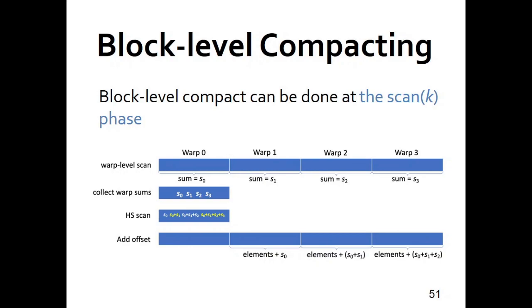A block level compacting can be adopted in the scan K phase. Here each warp is firstly scanned. Then the warp sums are collected to the first warp. Then Hillis-Steele scan is applied to the first warp. Finally, each warp's scanned values are added with the results found in the first warp. As a result, a block level scan is calculated.